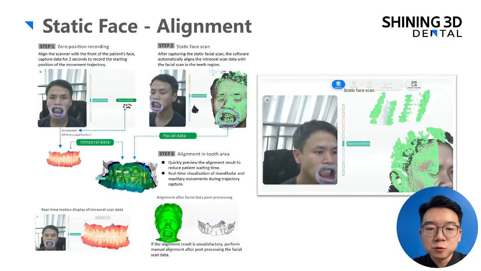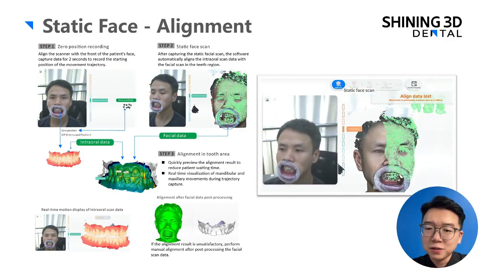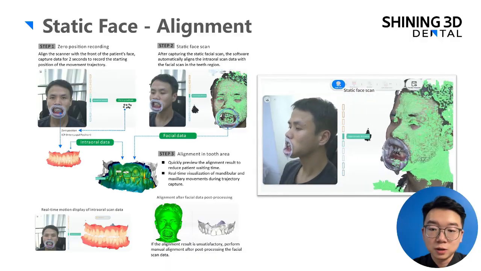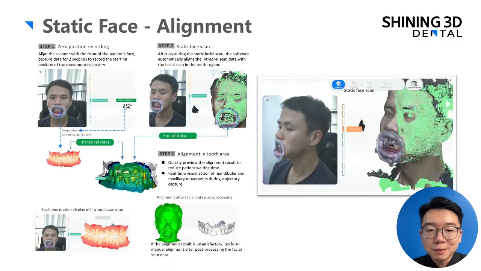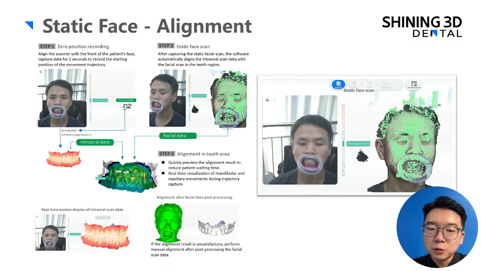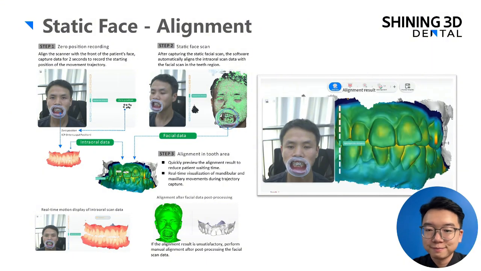And if the alignment result is unsatisfactory, if you're not happy with the automatic result, you can perform a manual alignment after post-processing the facial scan data.